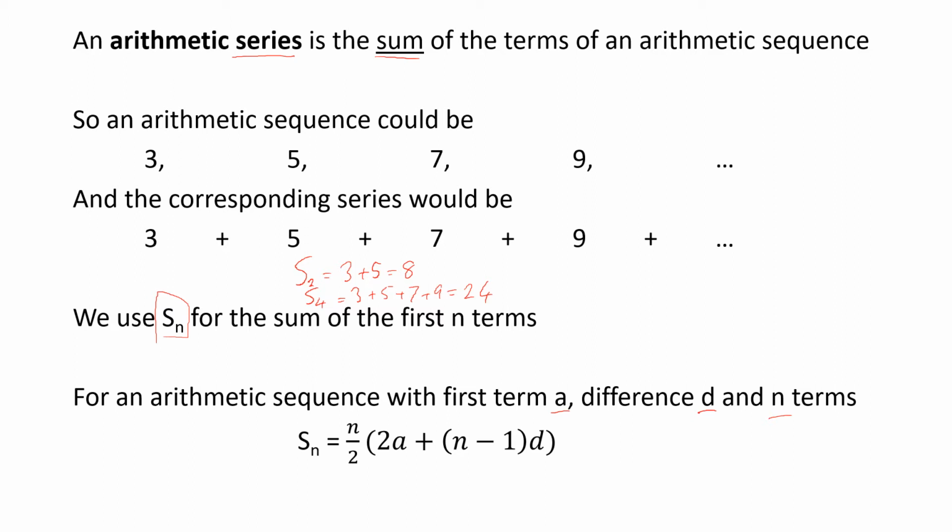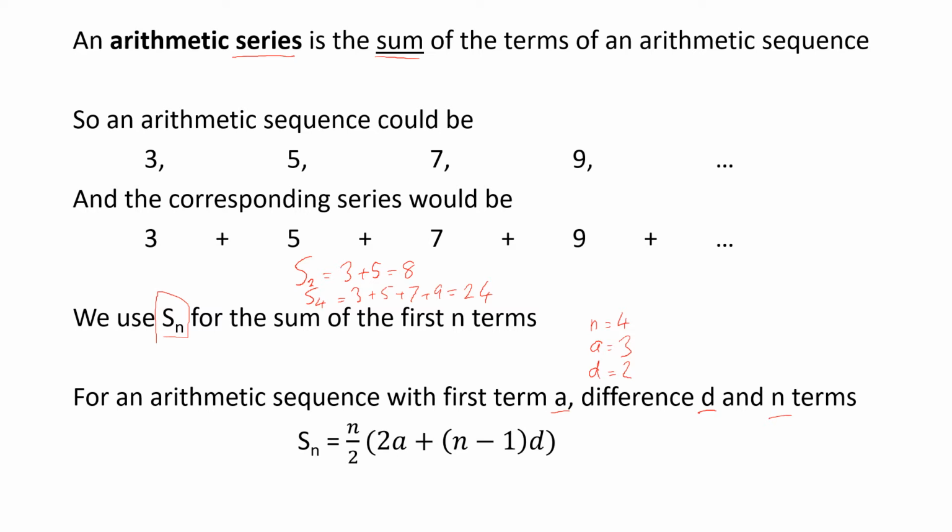In fact, we could just look at the sequence that we had before and we can show that it works for, say, S4. We know S4 equals 24. On the sequence that we had, which went 3, 5, 7, 9, we could say that a is equal to 3 because it starts with a 3. We could say that d equals 2 because the difference between 3 and 5 and 7 and 9 is always 2. And if we want to find S4, we're going to say n is 4.